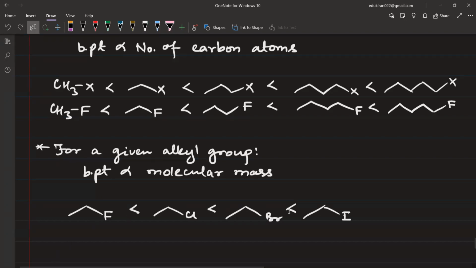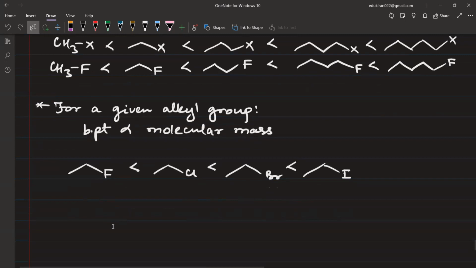So see, the alkyl group is the same, we are just changing the halogen atom. What is changing with the halogen atom is the molar mass, which is why this will be the case. Now you write next: boiling point is inversely proportional to branching.